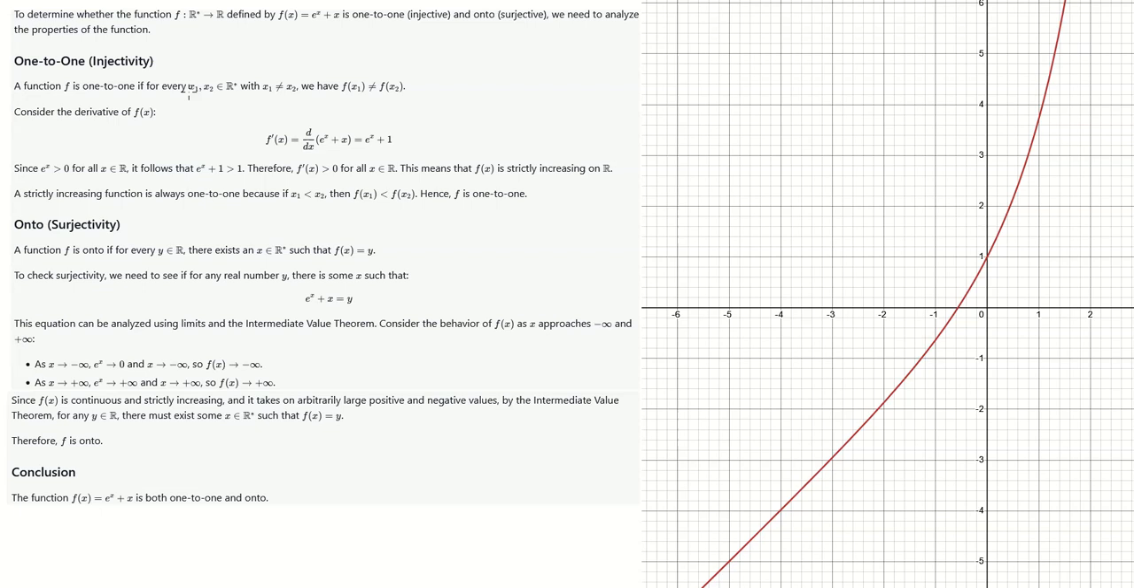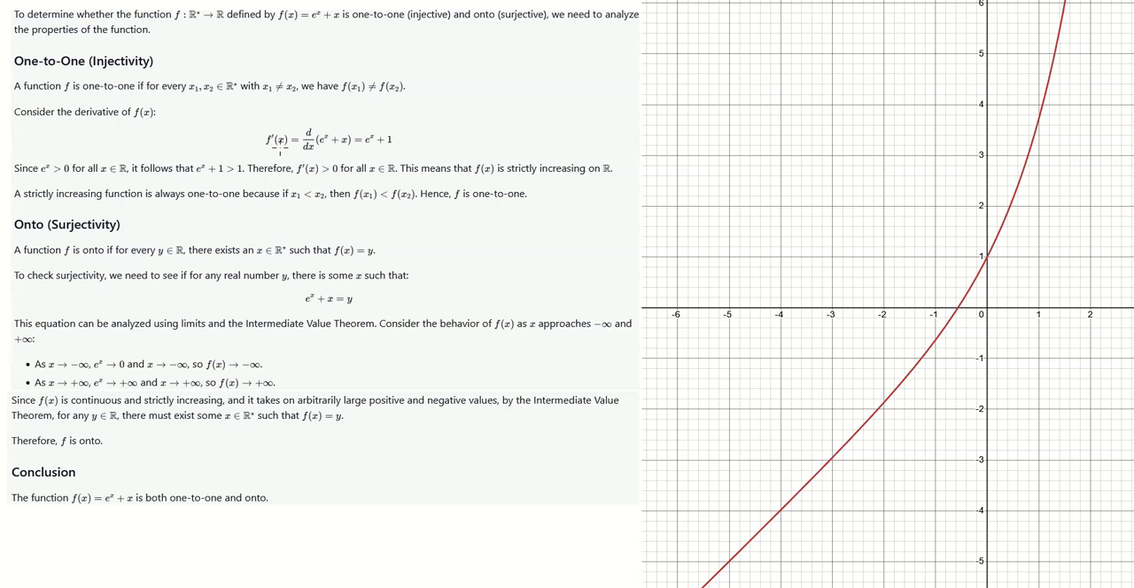So let's look at x1 and x2, where x1 does not equal x2. Then that means that f(x1) will not equal f(x2). Now, the way we're going to show that this is one-to-one is by showing that this is an increasing function. And we're going to show it's an increasing function because the derivative is always going to be positive for all real numbers.